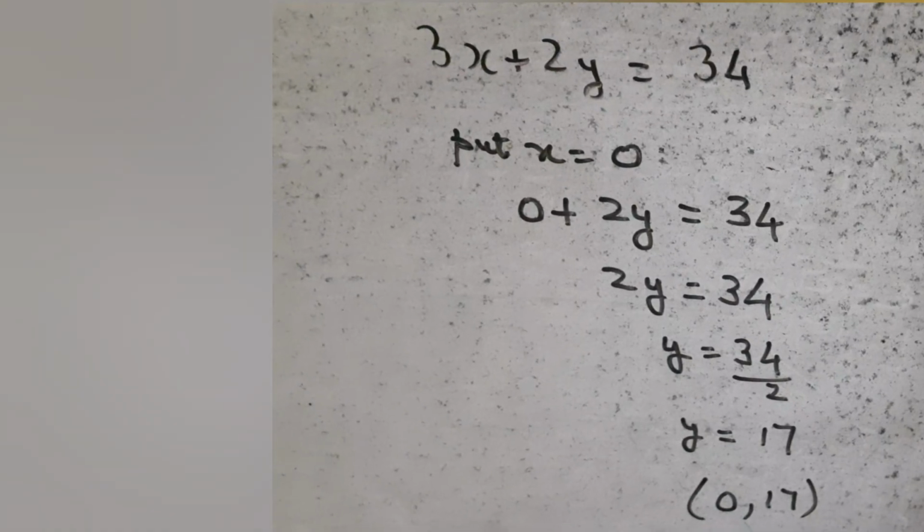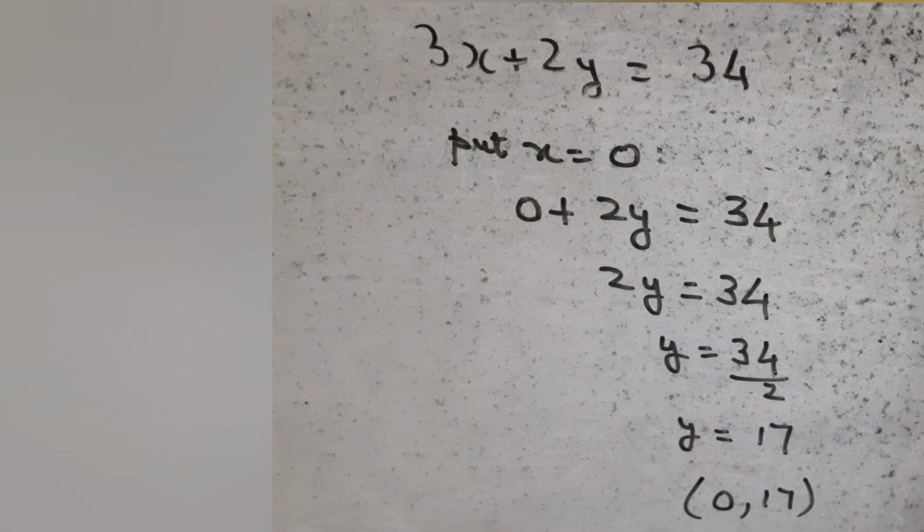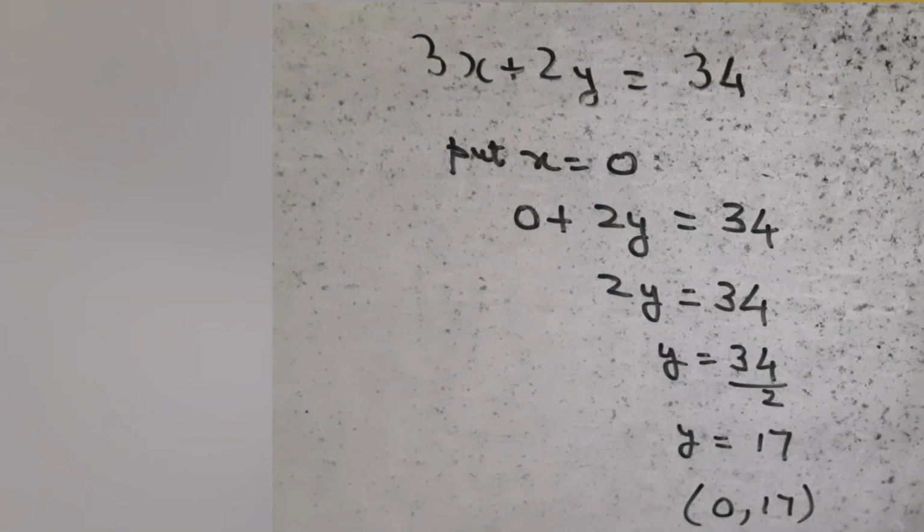3x plus 2y equal to 34. Put x equal to 0 to get y equal to 17. We get the point (0, 17).